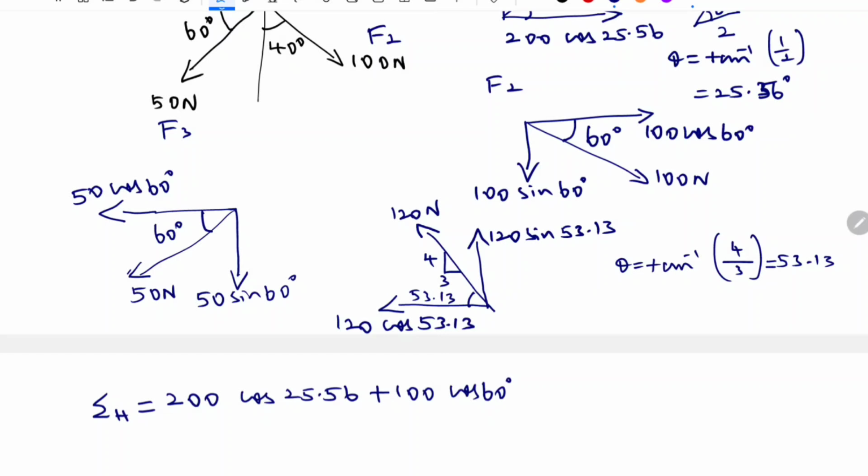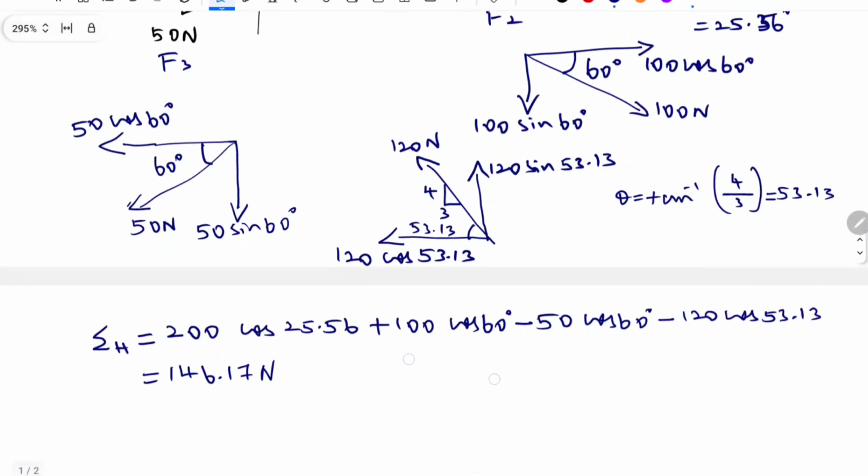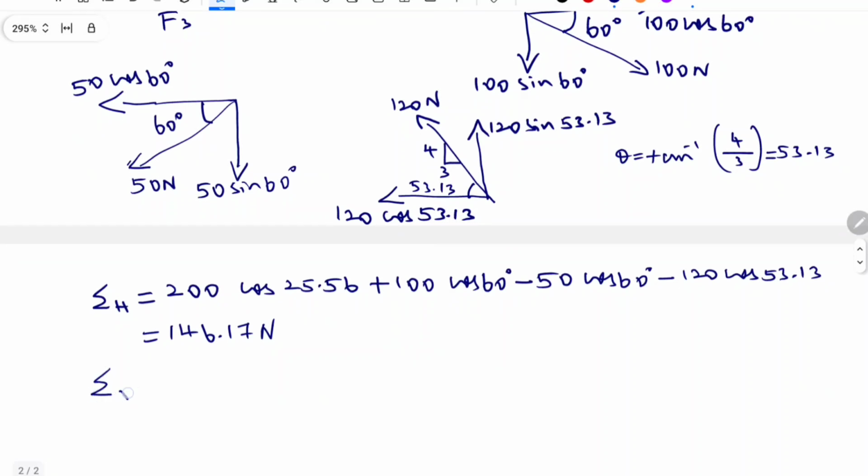And in F3, this 50 cos 60 is acting in the left side. So, it is considered as negative. So, minus 50 cos 60, and in the F4, this 120 cos 53.13 is also acting in the left side. So, it is minus 120 cos 53.13. Now, if you solve this, then you will get the summation of horizontal forces as 146.17 Newton. Now, moving to the vertical component, summation of vertical component.